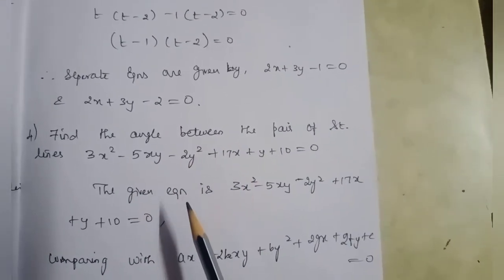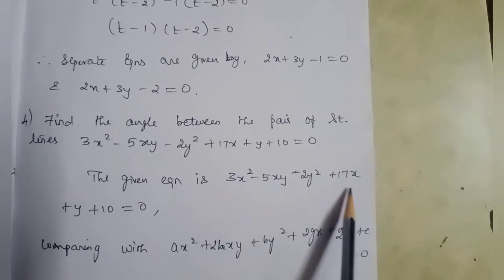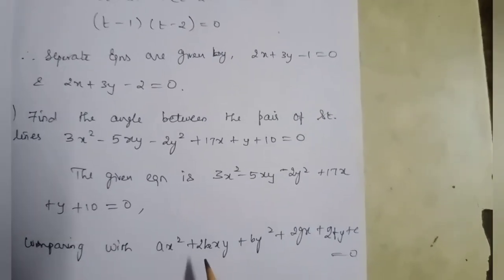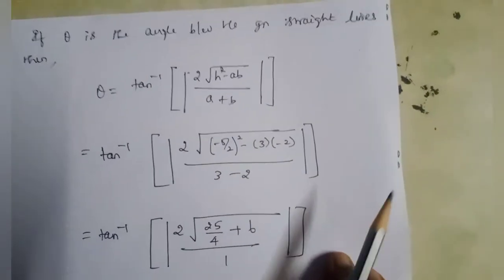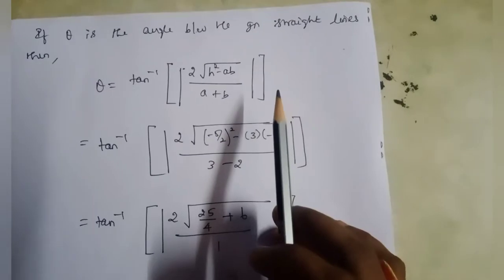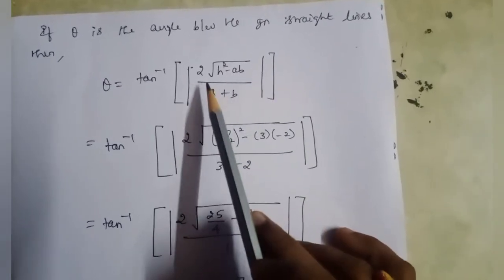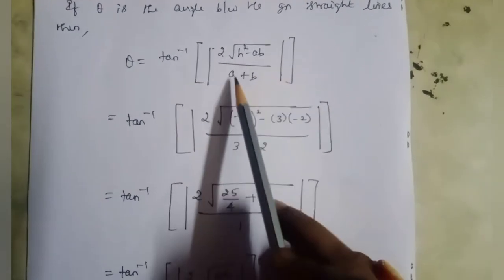Now the fourth sum: find the angle between the pair of straight lines given by the general equation. The given equation is 3x square minus 5xy minus 2y square plus 17x plus y plus 10 is equal to 0. Comparing with the general equation ax square plus 2hxy plus by square plus 2gx plus 2fy plus c equal to 0, the angle between the lines is given by theta is equal to tan inverse of 2 into root of h square minus ab divided by a plus b.